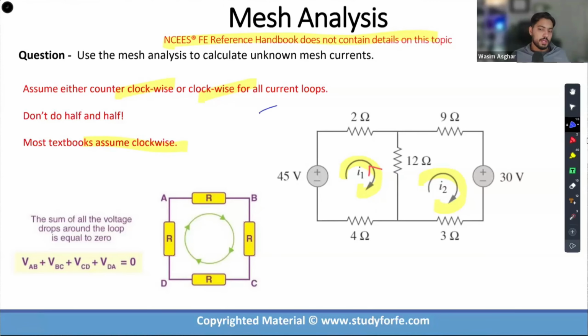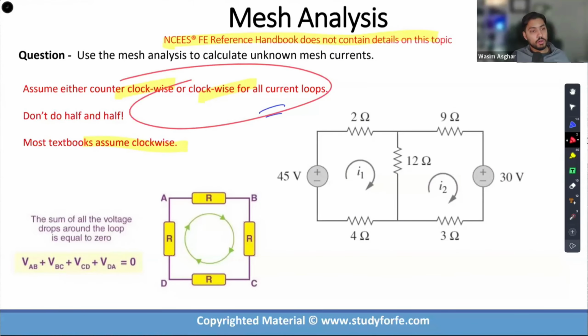So please don't make this mistake. I'm going to repeat it one more time. The direction of the current for both loops, or if there are three loops, if you have to establish it yourself, by all means set it counterclockwise or clockwise. But the direction has to be the same for all the currents. Make sense? Don't do half and half.